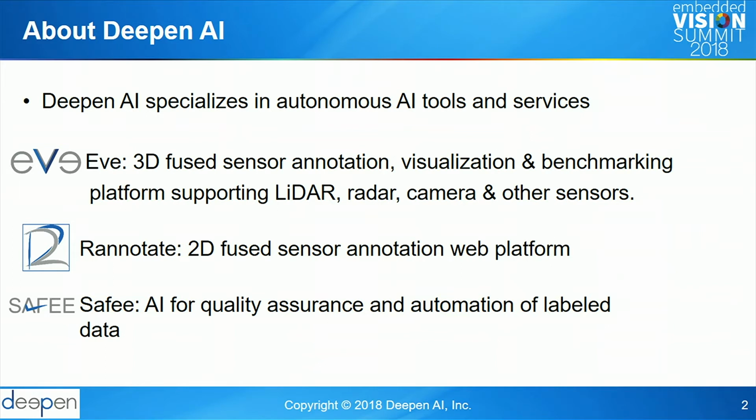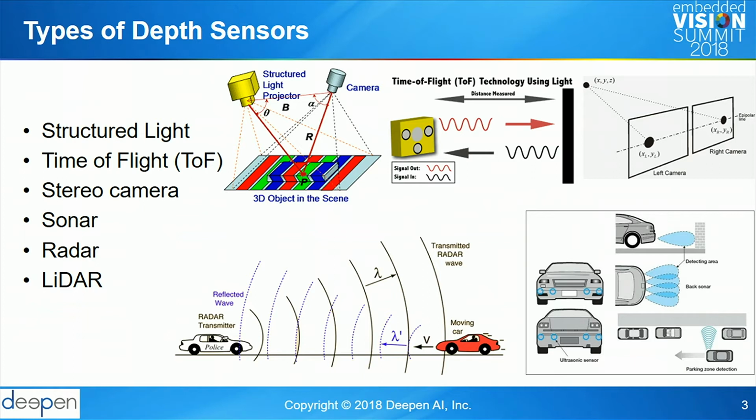One of them, Eve over there, is a fused sensor platform. So we can annotate LiDAR, radar, camera, sonar, and other types of sensors in a cohesive way, and you can generate training data. It uses a lot of sensor fusion and AI inside of the tool to make the process much faster and much more accurate. We'll skip talking about the 2D products for now, because I think it's not too relevant for the audience if you care about 3D perception.